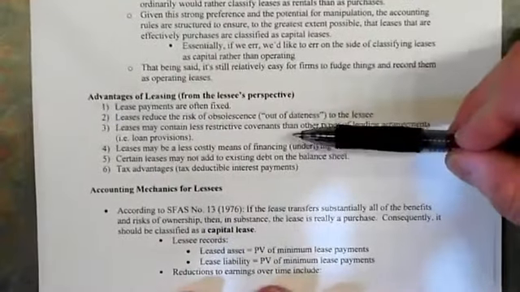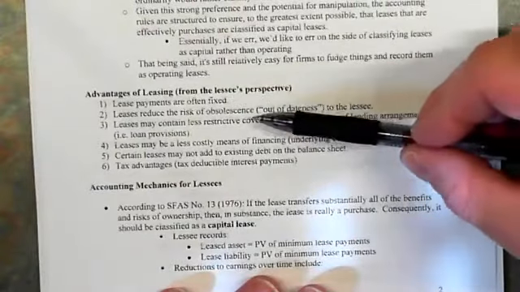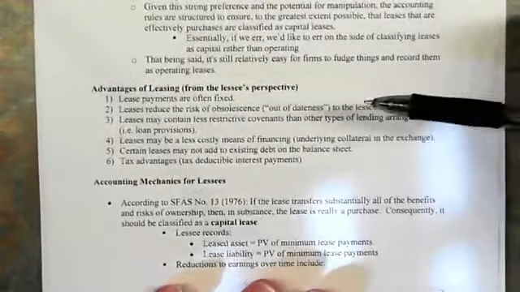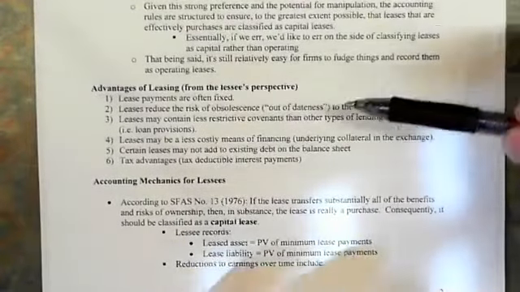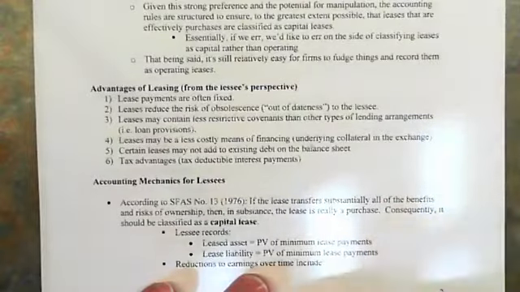What is the advantage of leasing from the lessee's perspective? The lease payments are fixed. If something becomes obsolescent, if it's out of date, we can just lease a new item. We don't have an ownership, right? We can just end the lease or terminate it after the lease term is over.